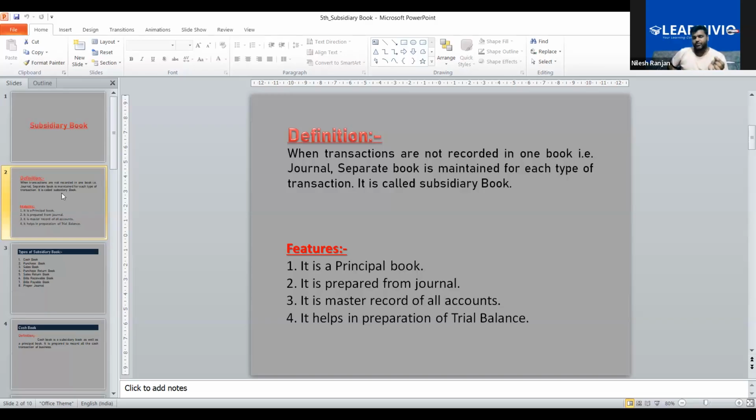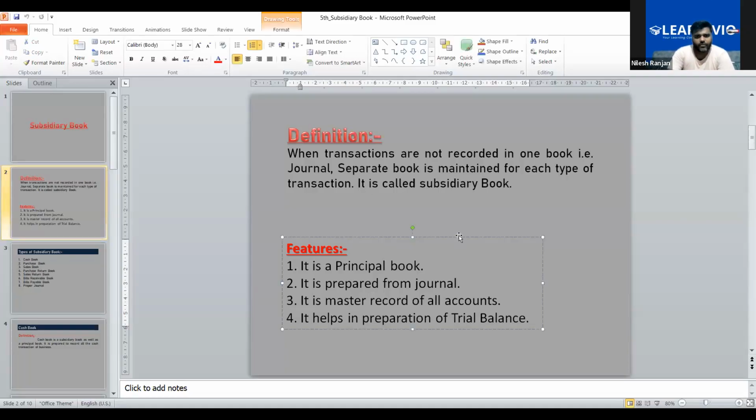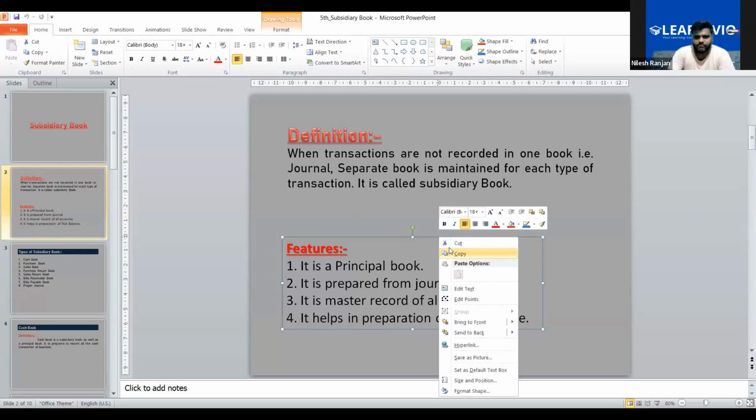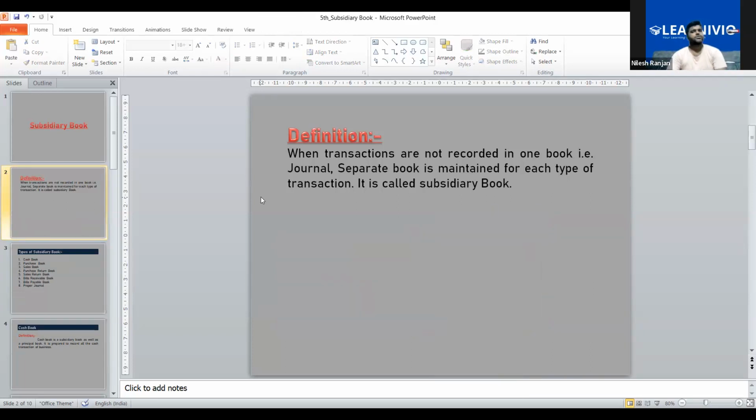Features: it is a principal book. Sorry, no, that is actually a mistake. I think I have copied from somewhere. No, it is not the features. Okay, so please write the definition. Okay, one second. Subsidiary.